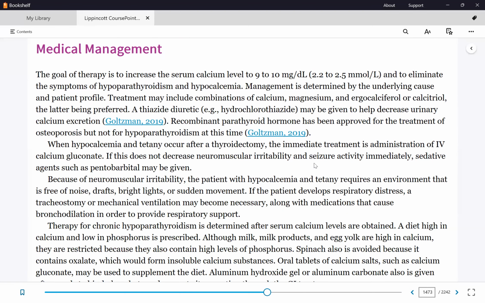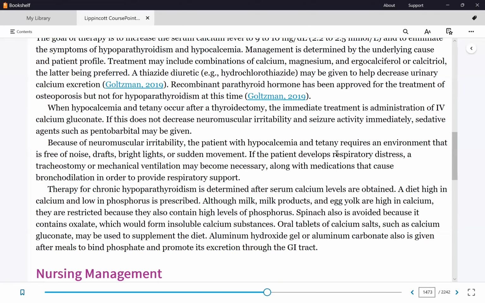Let's talk about the diet. What will be given? Do we promote milk, dairy, eggs? Okay, read the second statement on the last paragraph. Although milk products contain calcium, they are restricted because they also contain high levels of phosphates. All right, are we clear? Low calcium equals high phosphates. And then look at spinach. Spinach is also avoided because it contains oxalate, which would form insoluble calcium substances. Okay, thank you. Good job.